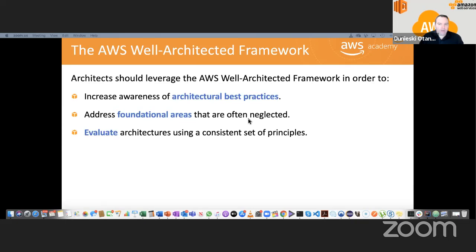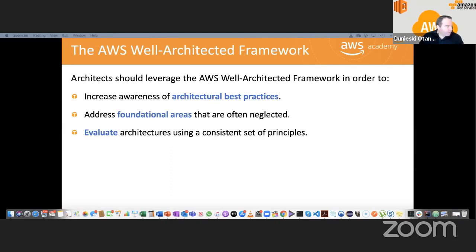Also, there are some areas that are forgotten, that people don't take into account, and they're so important. So they set them aside and don't give them any importance. This addresses those areas that are so important. And also, they want to use some consistency when it comes to the principles that they use to assess these architectures.